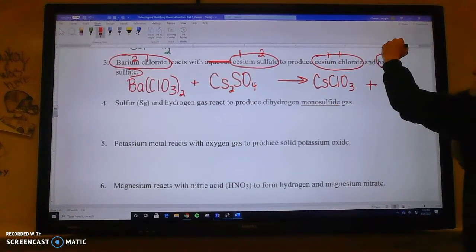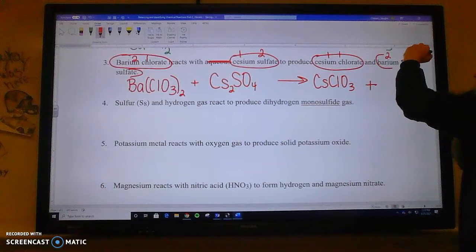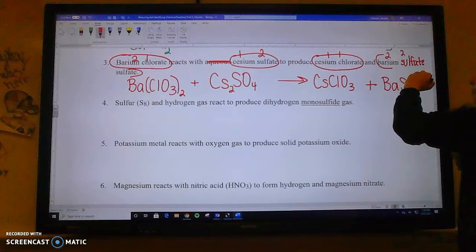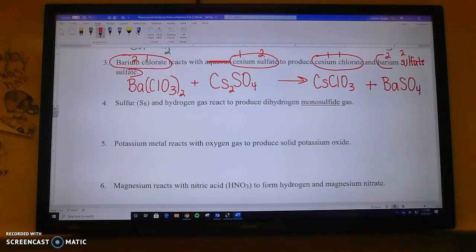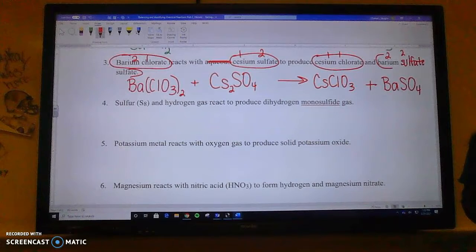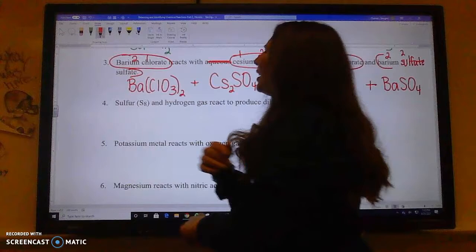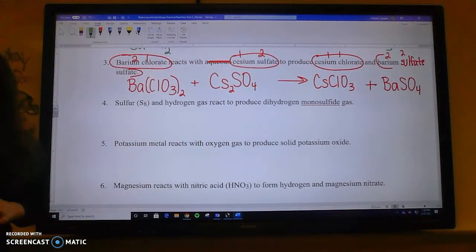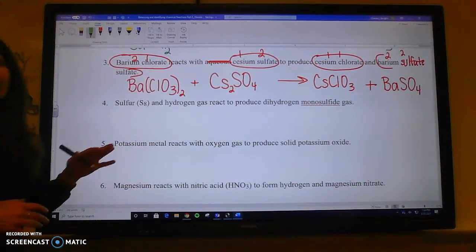Barium sulfate. Barium has a charge of 2+. Sulfate, I'm just writing it over here, also has a charge of 2-, so it's just BaSO4. The charges of 2 cancel, and we don't add anything in that formula. Okay? So that's this example. I'm going to do number 4 with y'all. Oh, I thought I didn't do any covalents. I think number 4 is the only covalent one that got left in here.